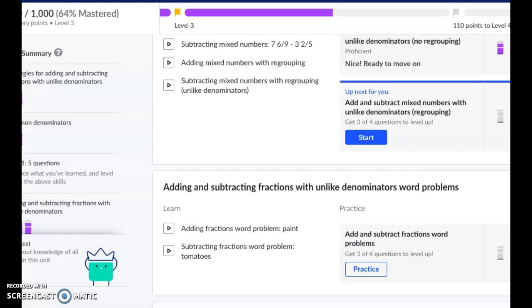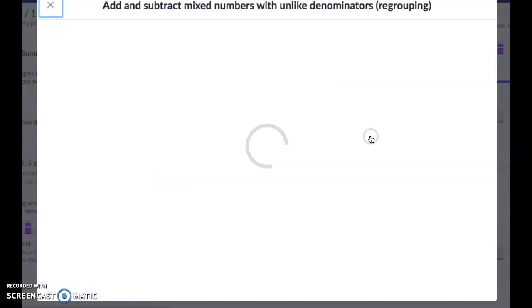Khan Academy, Add and Subtract Fractions, the subtopic Add and Subtract Mixed Numbers with Unlike Denominators and Regrouping.